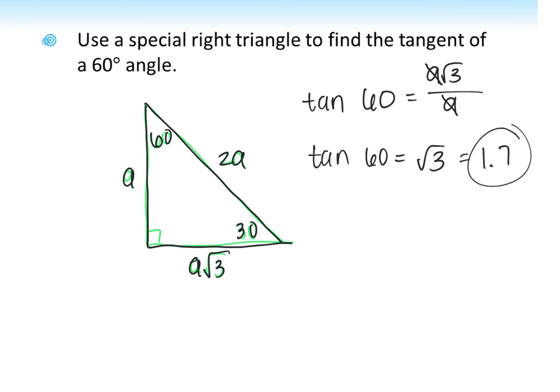Let's test it. In your calculator, I want you to take the square root of 3 and also do the tangent of 60, and they should be the same thing. So take the tangent of 60 and then also take the square root of 3, and they should both give you 1.7320508808.